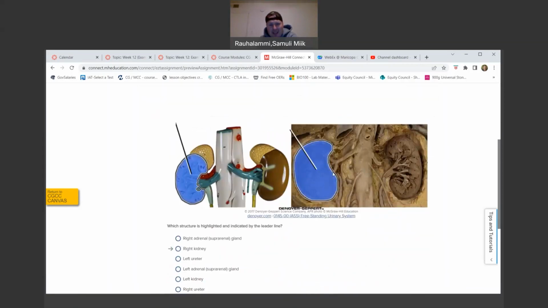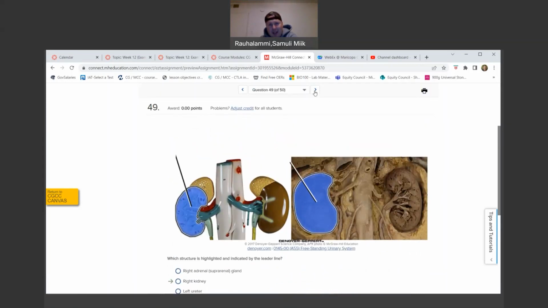Here, we're simply seeing the kidney, this time on the right-hand side, highlighted. Notice your adrenal glands, also known as suprarenal glands, on top of the kidneys.